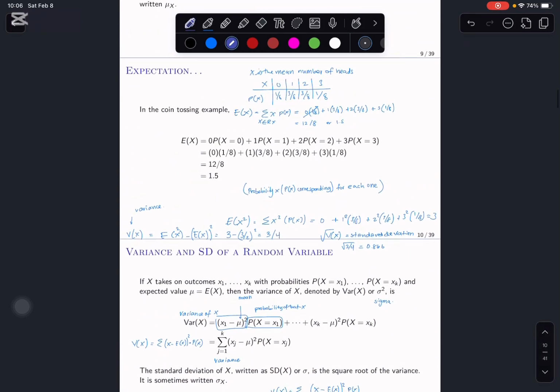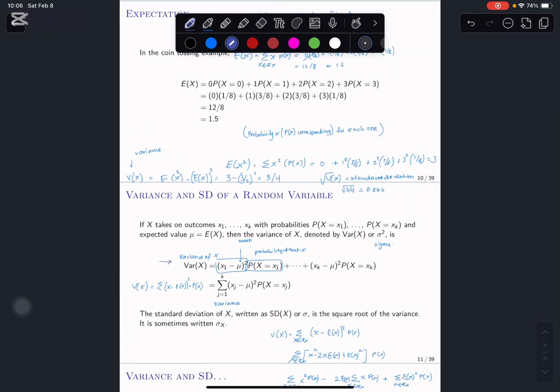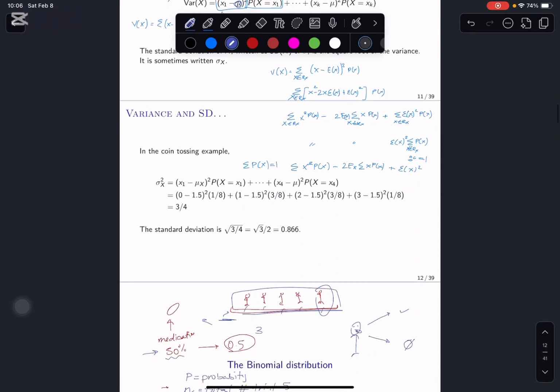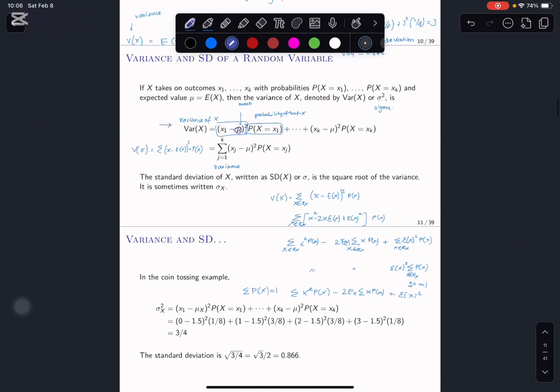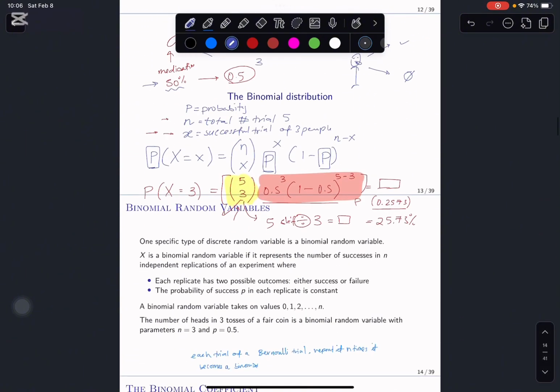Another thing I want you guys to know is how to calculate the variance, which depends on the mean. And then, once you get the variance, you can take the square root of the number you got, which is equal to the standard deviation. That's it.